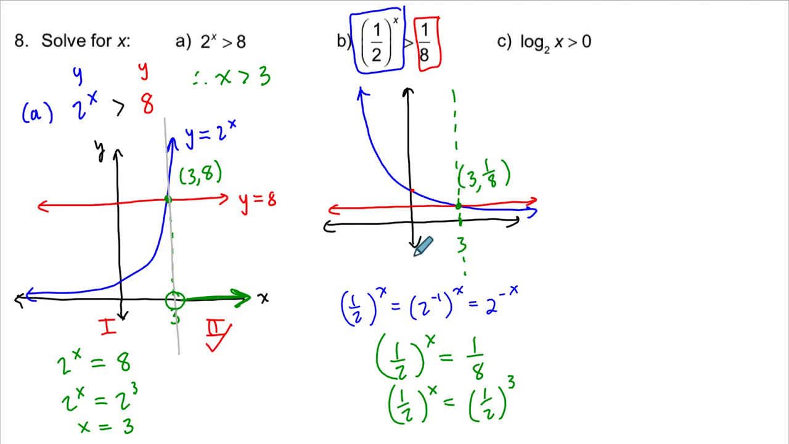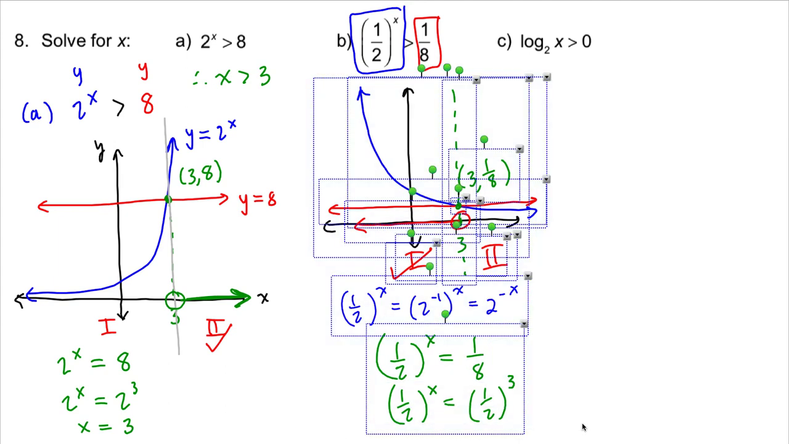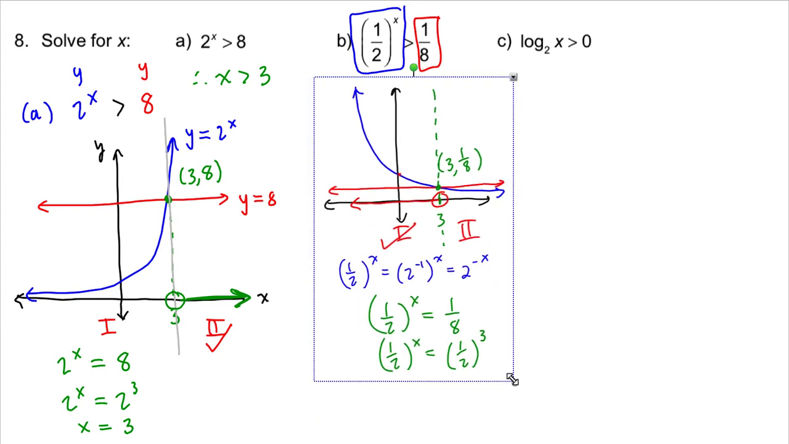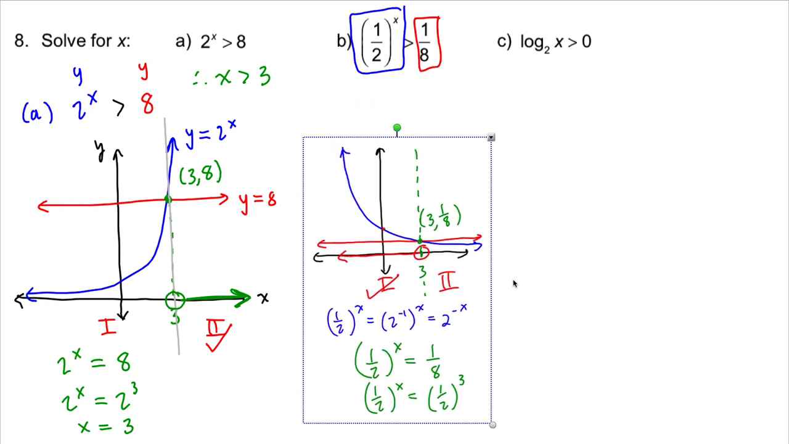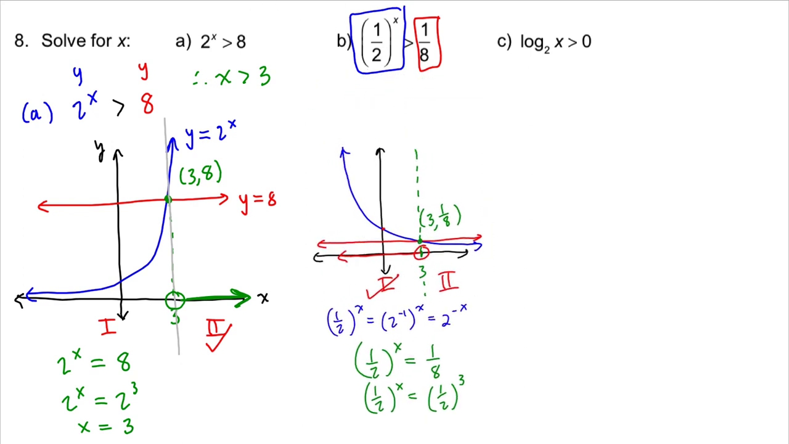This creates region 1 and region 2, and I want to know where the blue graph is higher than the red graph, which is region 1. So in this particular case, my solution is going to be x is less than 3. It's a little bit messy here, but I'll just put all that in a group and move it down, and from here I can interpret my solution as being x is less than 3.